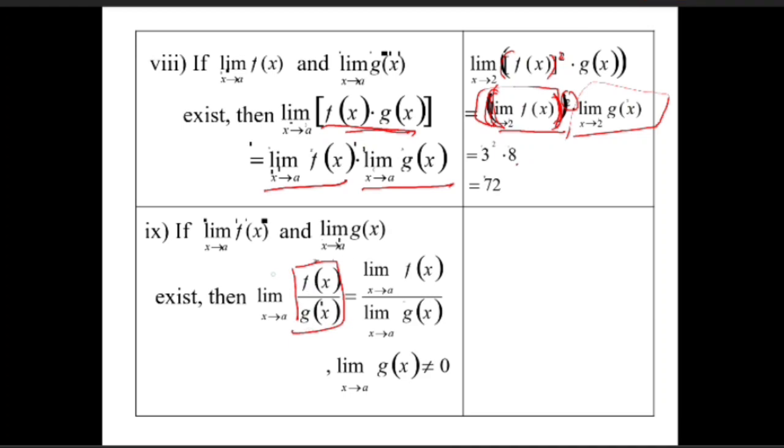Now, the next property is, if we have the limit of a function f divided by g, we can also separate it into limits of two functions. And the condition for this formula is the limit of the denominator cannot equal 0.